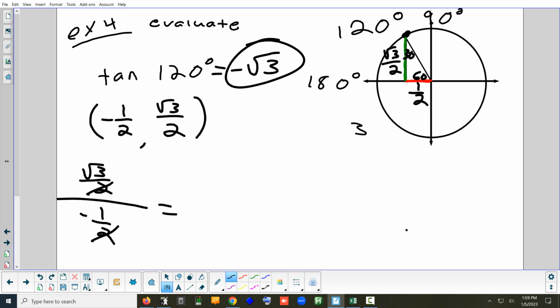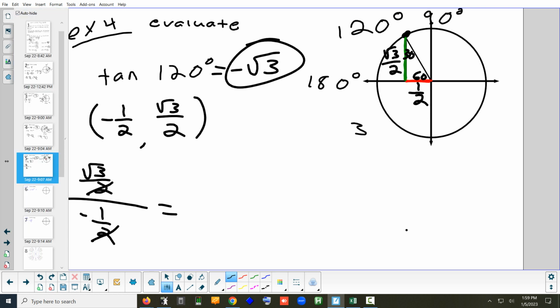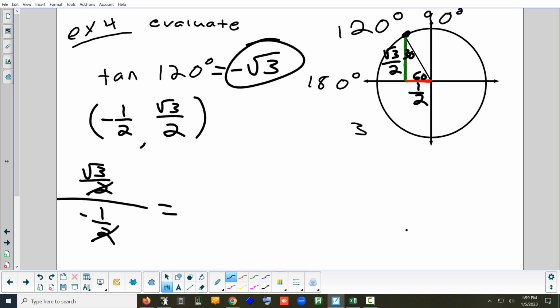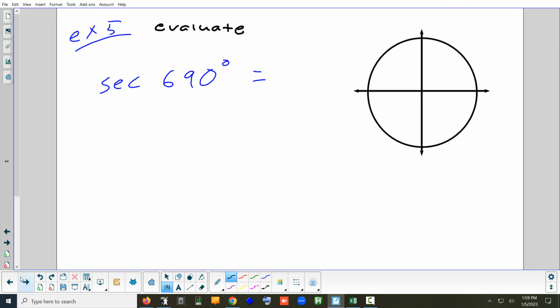Question on that one? Let's try. I think I got one more. Well, I got two more. We'll do one more, and then if people want to see another one, we can. If not, we'll go on to using calculators. Secant of 690.